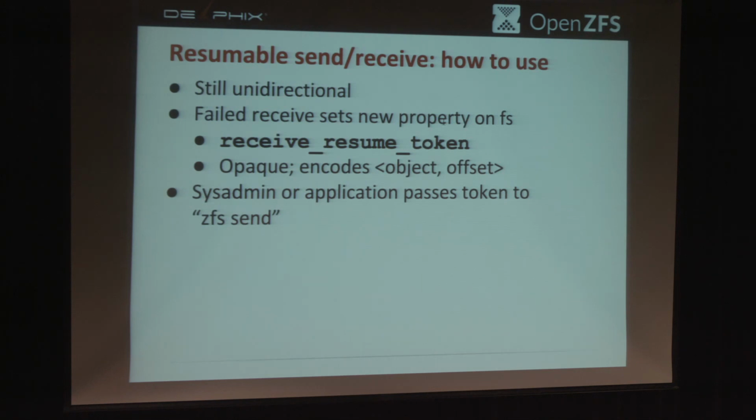But we still want ZFS Send and Receive to be unidirectional, right? We don't want to have this communication process back and forth where they negotiate where to start from. So the idea is that a failed receive will set a property on the file system called the receive resume token, which is this opaque blob of ASCII text that encodes the object to resume from, the offset, as well as a few other pieces of information necessary to recreate the send stream. And then the sysadmin or application using ZFS Send is responsible for getting that information back to the sending side, whether that's copy-pasting it from one window to another, sending it in an email, telling it to someone over the telephone, however you need to get it done.